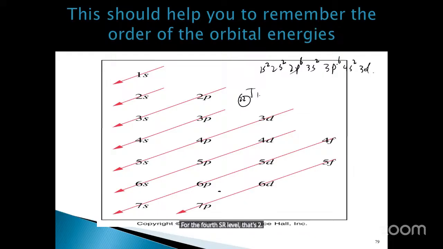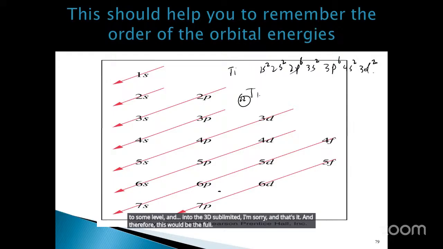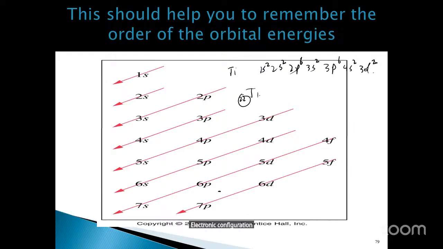So far, we have assigned 20 electrons, right? We have 2 more left over, so those 2 will go into the 3d sublevel, and that's it. And therefore, this would be the full electronic configuration of titanium, all right?